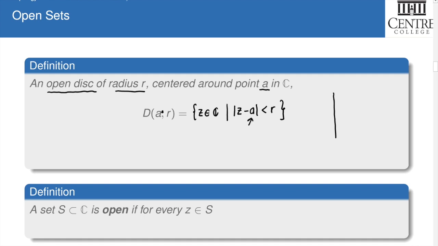So if I look at this here, let's say that's r. What I'm going to do is look at all points around A that are at distance less than r. Again, I am using these dotted lines here to indicate that the points whose distance from A is equal to r are not included in this set. So that's what an open disk is.